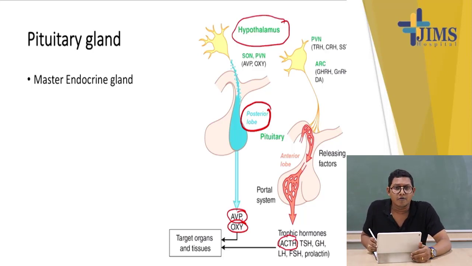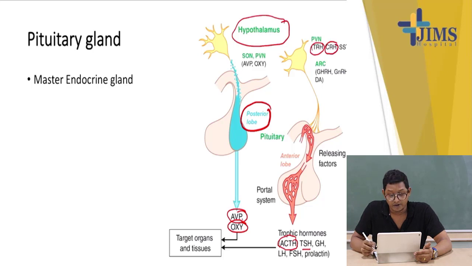The release of various hormones by the pituitary is governed by the hypothalamus, like TRH, that is thyrotropin releasing hormone, which is secreted from the paraventricular nuclei in the hypothalamus, released to stimulate TSH secretion. Corticotropin releasing hormone stimulates ACTH secretion, and somatostatin inhibits growth hormone secretion.